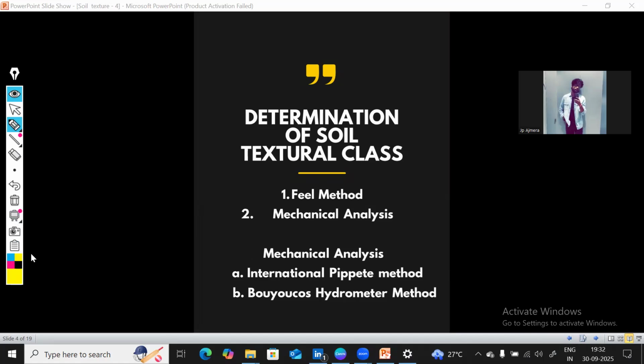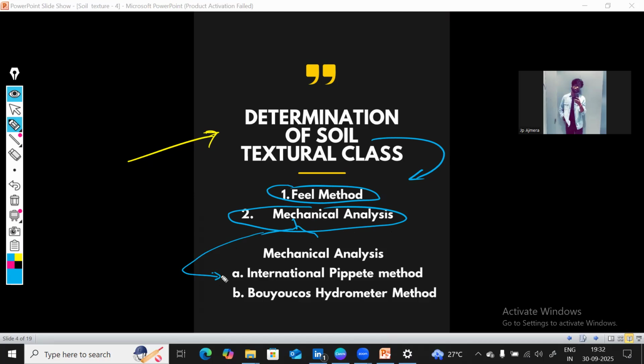Okay, cool. Determination of soil texture classes. How can we determine how much soil particle exists in a particular soil texture class? There are two methods generally: the field method, and the second one is mechanical analysis. First one is the field method, and second is the mechanical analysis. Mechanical analysis itself is further divided into two types.